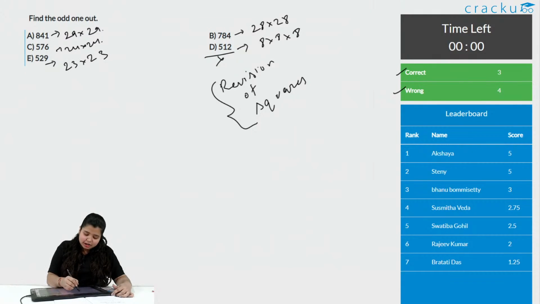So, which is the odd one? It is option D, 512, which is a cube, and all others are squares. And option D is the correct answer. 3 people got this correct and 4 wrong. Let's go to the next question.